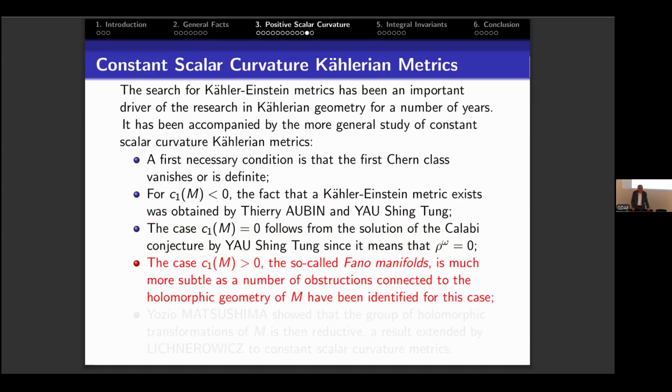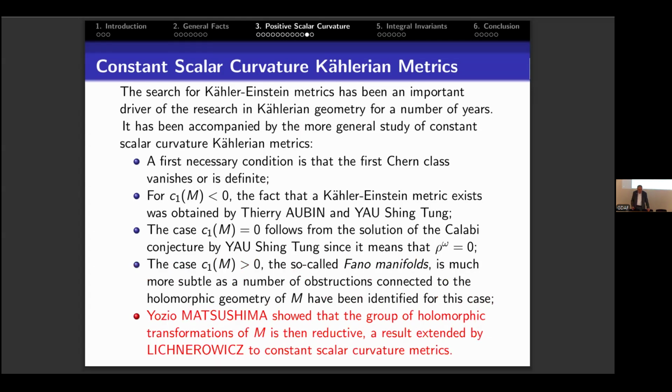And the case c1 positive became very complicated and took 20 years to clarify. There are so-called Fano manifolds, and there are many more obstructions which are connected to the holomorphic geometry of M. So again, you are in a situation where positive scalar curvature, even in the Kählerian case, is much more complicated than negative.